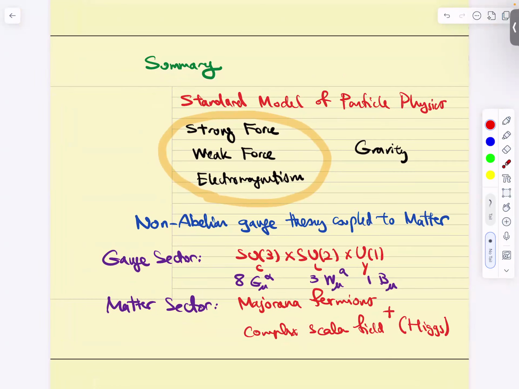As we said, Standard Model particle physics describes the strong force, weak force, and electromagnetism. No hope for gravity. It's a non-abelian gauge theory coupled to matter. This is the gauge group. Here are the gauge generators, the gauge vector fields. They're all massless at the moment. It must be, because of gauge invariance. The matter sector is Majorana fermions plus a complex scalar field, which is the Higgs.